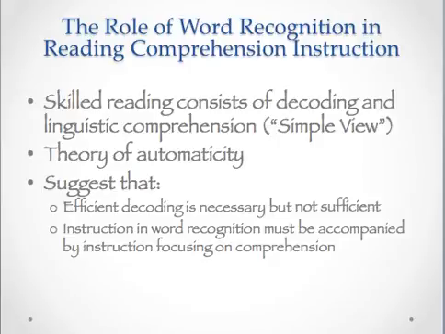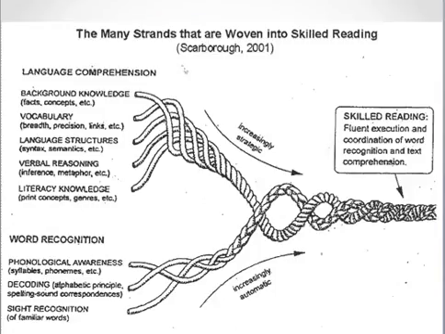But it's so important that instruction in word recognition be accompanied by instruction focusing on comprehension from the very beginning. So again, the rope model, what I've just been talking about: word recognition becomes increasingly automatic, and language comprehension and all of its incredibly complex elements and components become increasingly strategic, which is what we'll talk about at the end of this session more.